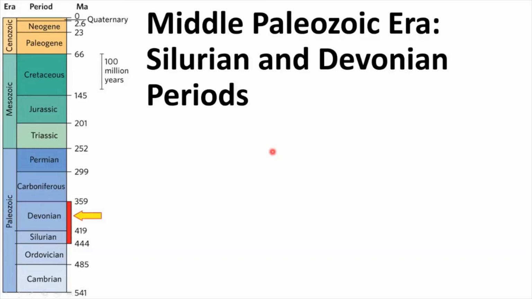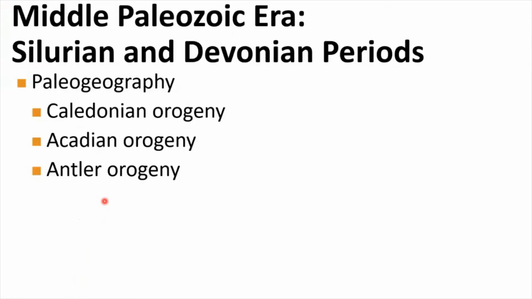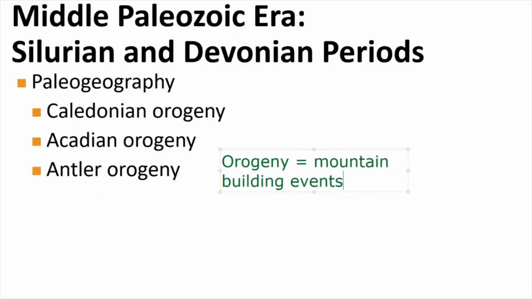Moving up the time scale to our middle Paleozoic era is our Silurian and Devonian periods. So this represents 440 million years ago to 359 million years ago. Now, during this time, the paleogeography, we had the Caledonian orogeny. Now, orogenies are just basically mountain building events. We have the Acadian orogeny and the Antler orogeny.